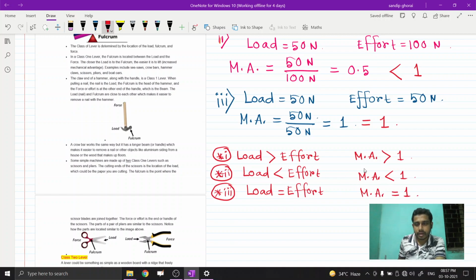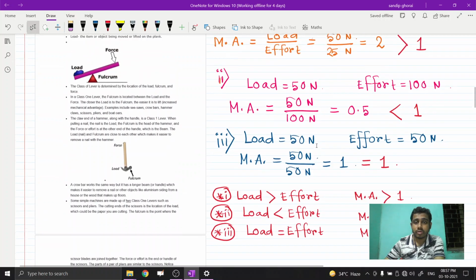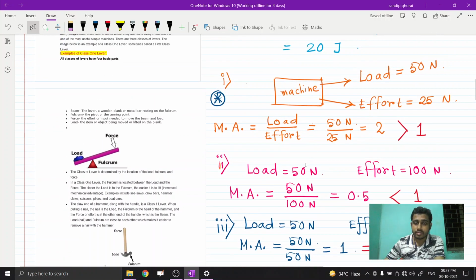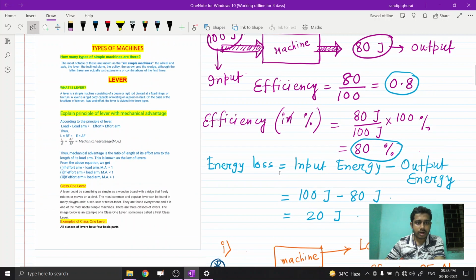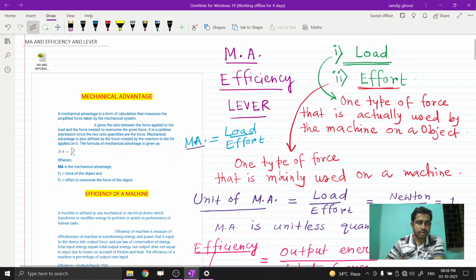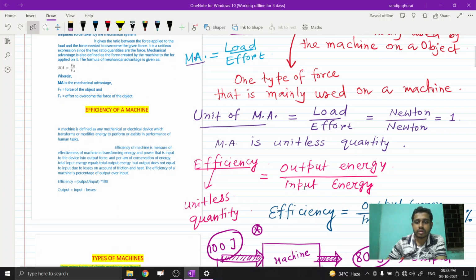Okay, if mechanical advantage of a simple machine is greater than 1, then we can do some hard work with the help of this machine. Okay, or we can use less effort and do some hard work. Okay, so this is the basic concept of mechanical advantage and efficiency. Basically, mechanical advantage is the ratio of two types of force, that is load and effort, and efficiency is the ratio of two types of energy, output energy to input energy.